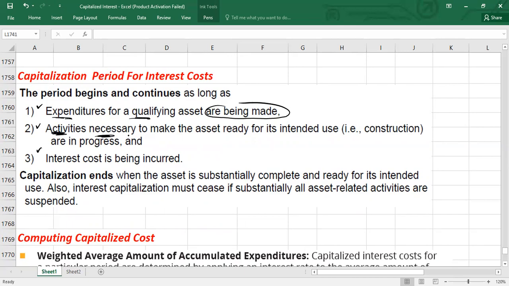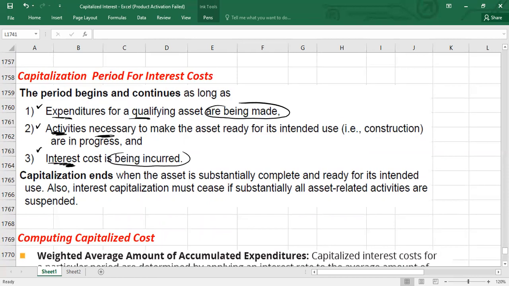So if this is the condition, you have to check the third one also. Plus you are also incurring the interest cost. Okay, the interest cost is being incurred. So if these three conditions are there, from that period, you can start the capitalization of interest cost.